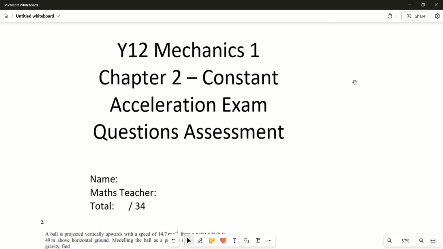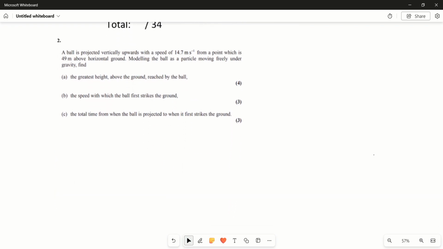Okay, so this is Year 12's Chapter 2, Constant Acceleration exam question. I'm going through question 2 on this assessment paper.